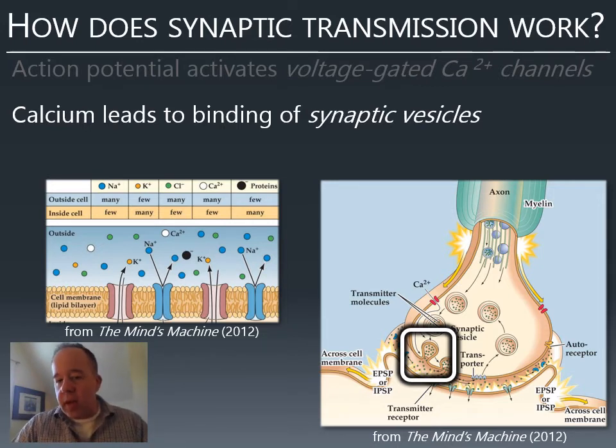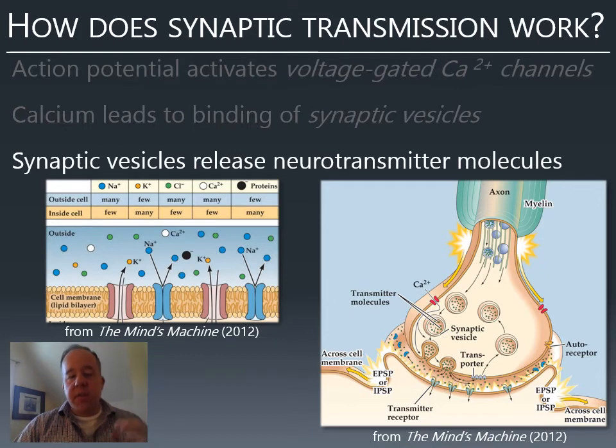Calcium is not normally inside the axon terminal. But now, because of the voltage-gated calcium channels opening, now calcium flows in and causes these vesicles to bind. And so these vesicles release all those neurotransmitter molecules. And those go into the space we call the synaptic cleft between the presynaptic and postsynaptic neurons. And that's what we see here in this diagram on the right. We see these vesicles fusing with the presynaptic membrane, releasing neurotransmitter, and that's what all those little dots are inside the gap.